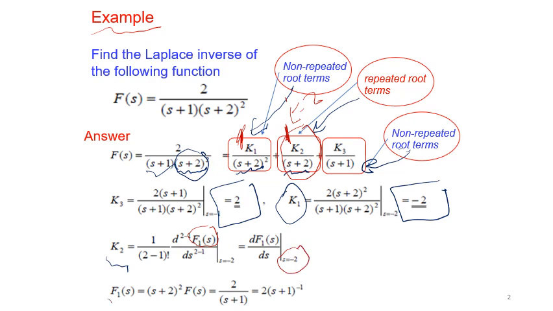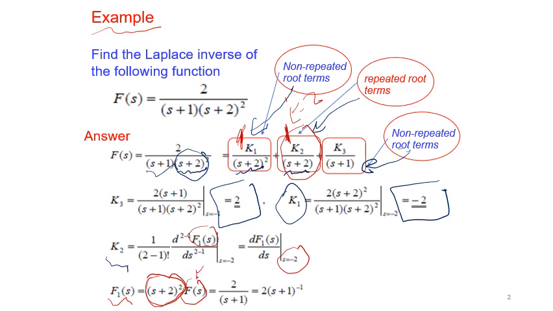Here we are calculating F1(s), where F1(s) is equal to the denominator of the repeated element, I mean the denominator of k1, the repeated function, multiplied into the whole function. The repeated function multiplied into the whole function.